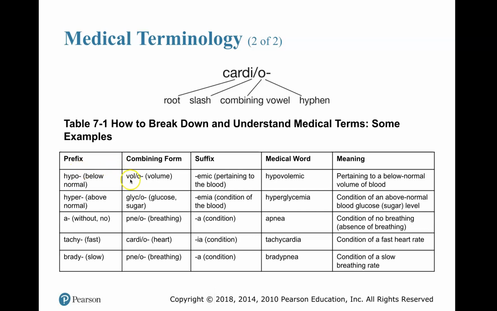Combining form, vol or volo, which means volume. Suffix, emic, pertaining to the blood. So each one of these has a meaning. The prefix, the combining form, and the suffix, they all have a meaning. So hypo meaning low, vol meaning volume, emic meaning blood. We put them together to form hypovolemic. We get a word that means pertaining to a below normal volume of blood. Low blood volume.